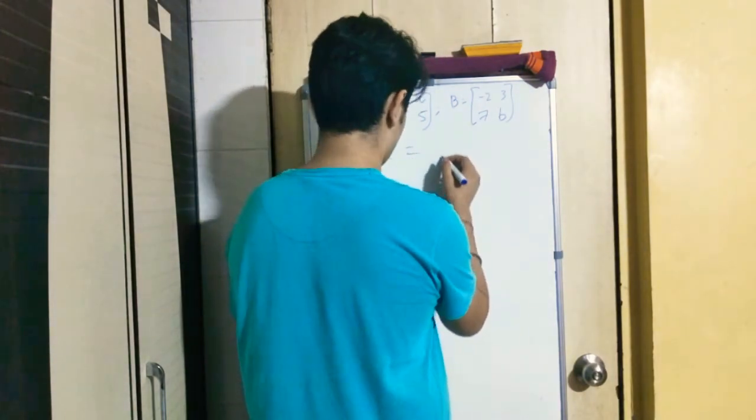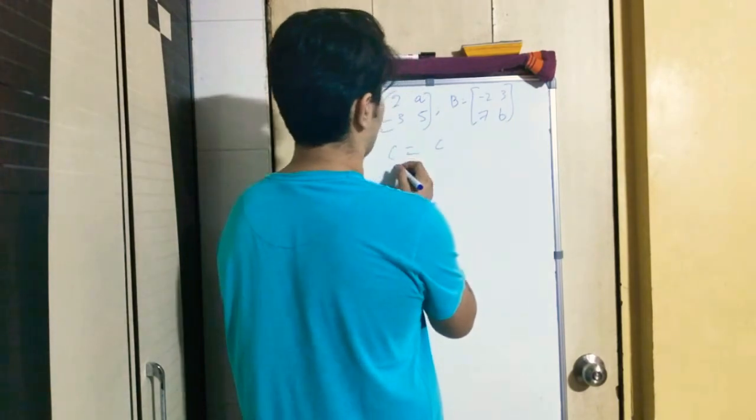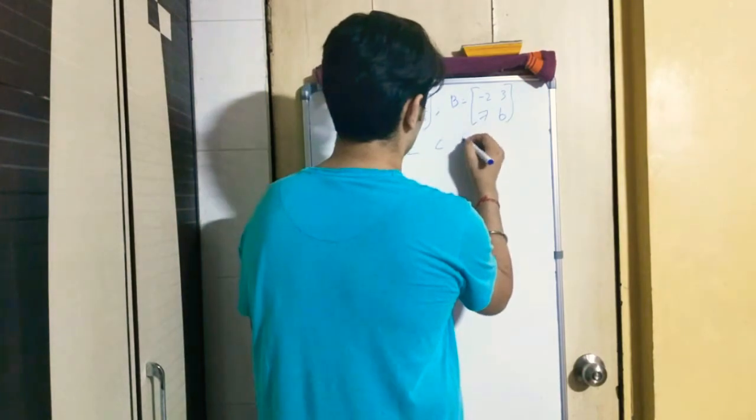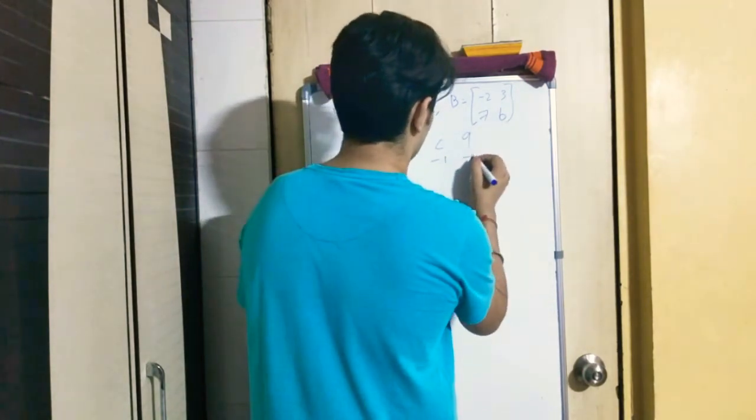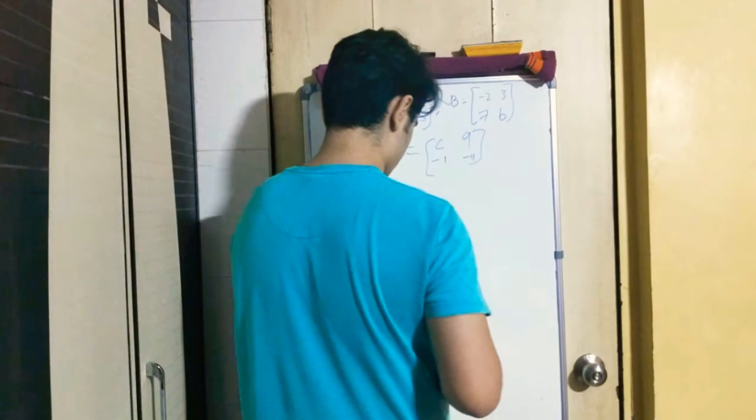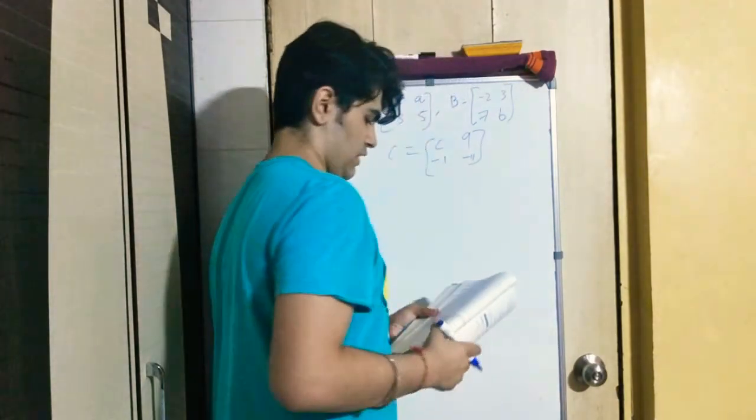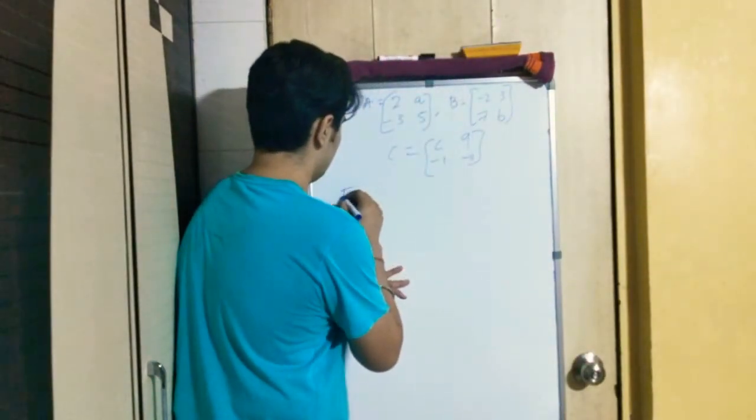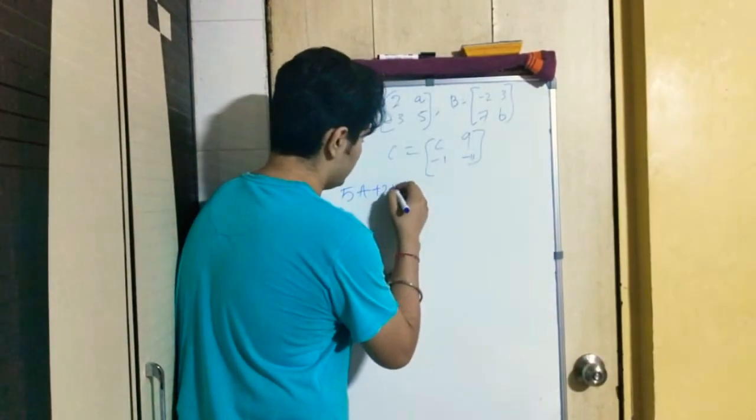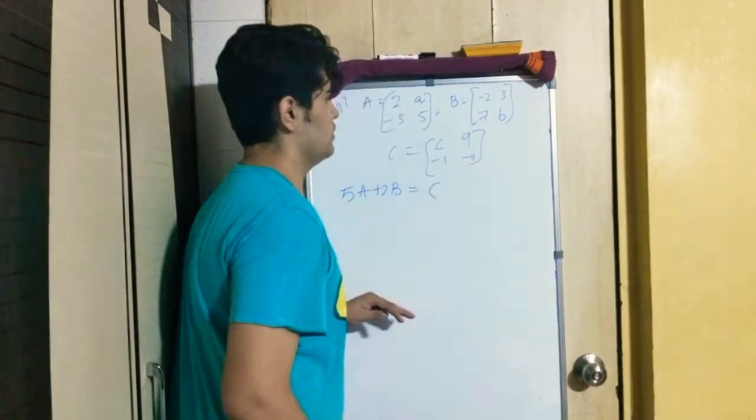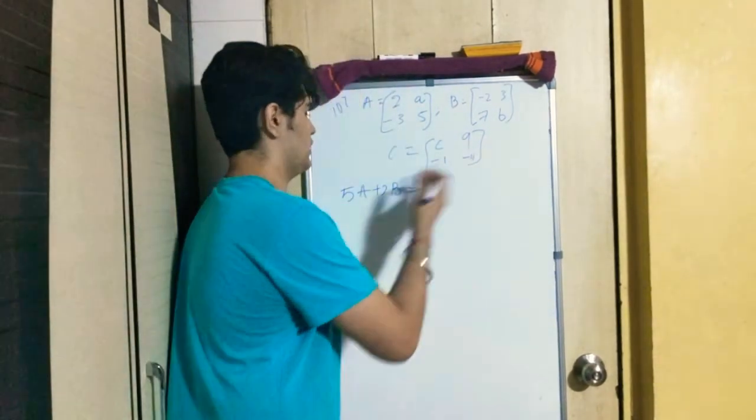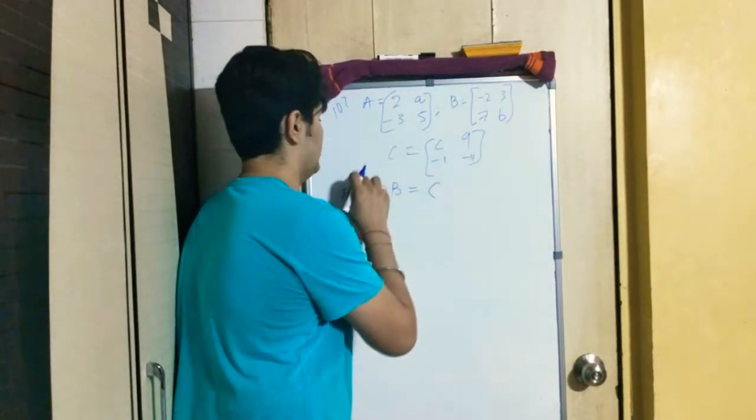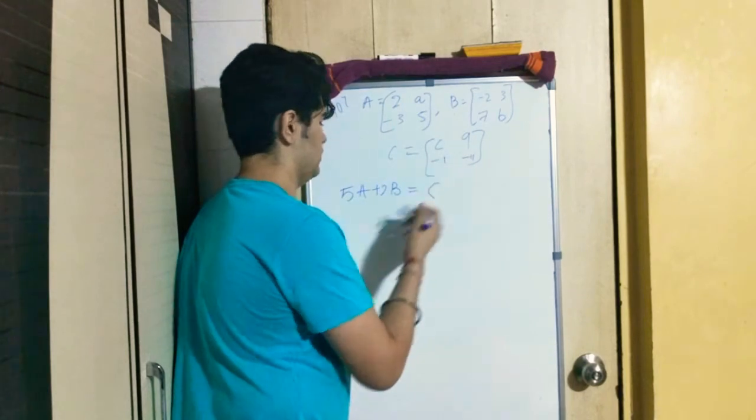C is equal to C. This is small c and this is capital C. This is small b and capital B. The same thing here. 9, minus 1, minus 7. The condition given here is 5a plus 2b is equal to c. 5a plus 2b is equal to c. Now in this case you can directly substitute the values of all the matrices given here, that is, find a here, b here and c here.